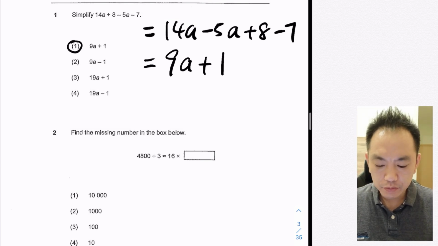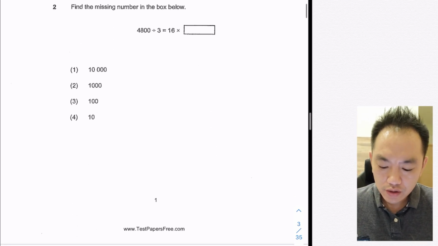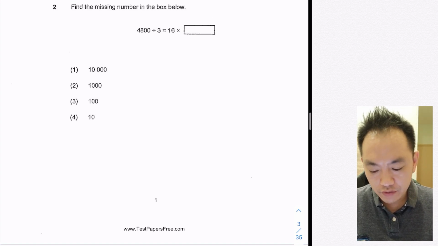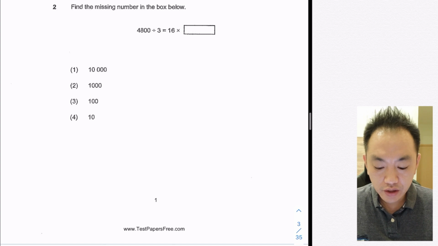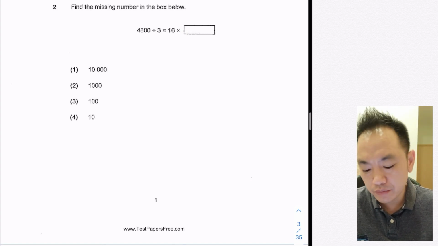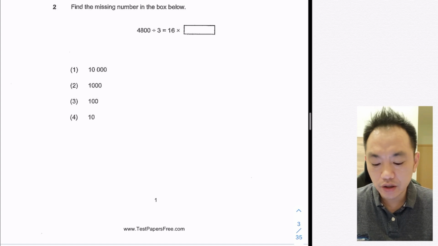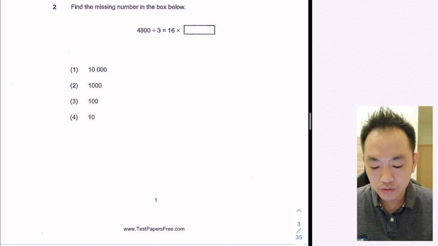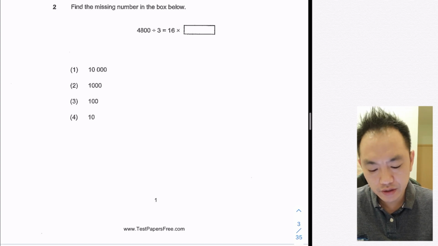Okay, let's move on to question 2. Find the missing number in the box below. 4800 divided by 3 is equal to 16 times an unknown number. So basically, this is a calculation on either side of the equal sign. So let's figure out what is on the left hand side first.